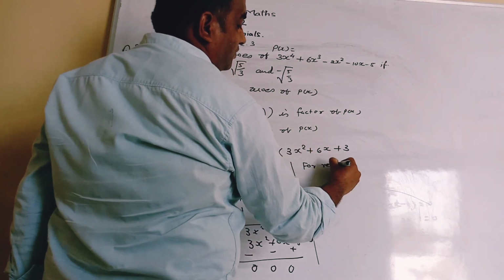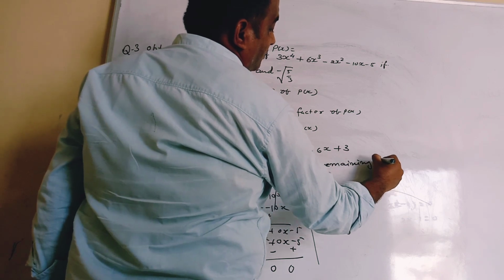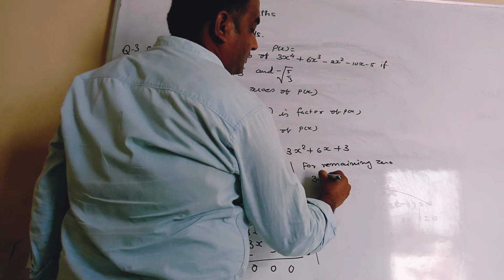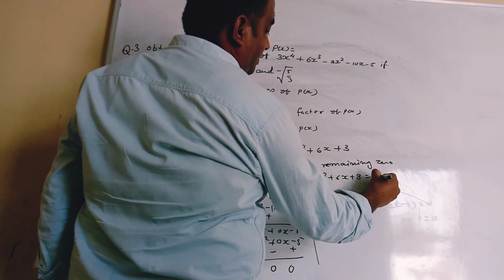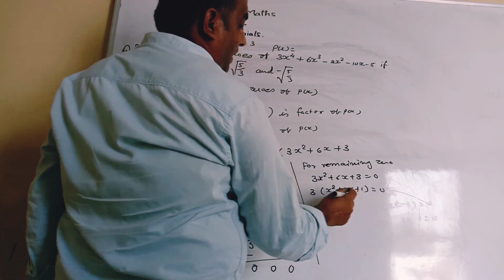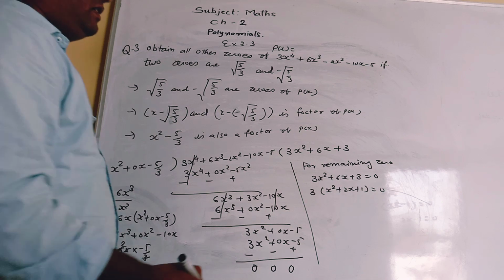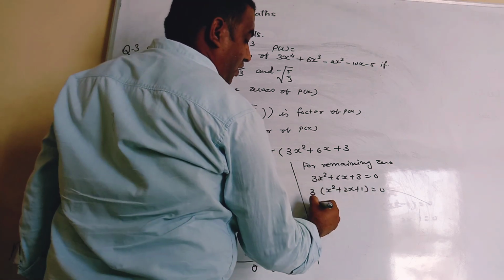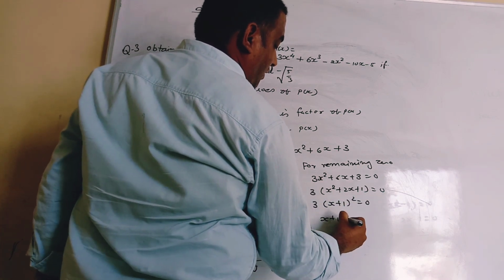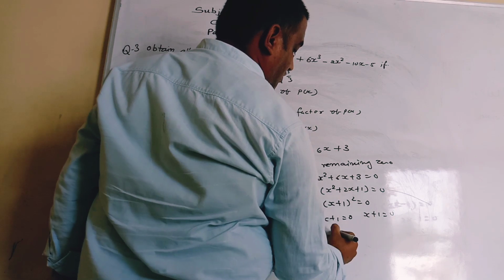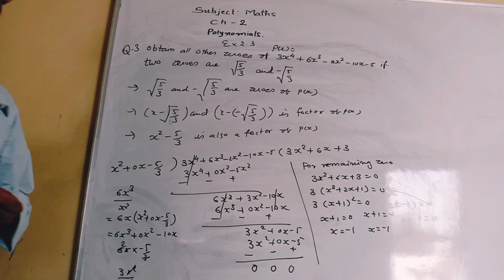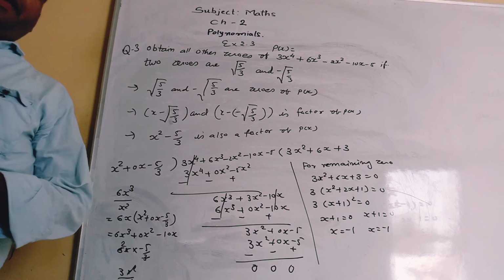Now for the remaining zeros, we have to set the quotient polynomial equal to 0. So for the remaining zeros, the other factor is 3x square plus 6x plus 3 equals 0. So 3 common, x square plus 2x plus 1. So it is a perfect square trinomial, a square plus 2ab plus b square format. So 3 into x plus 1 whole square equals 0. So x plus 1 equals 0, x plus 1 equals 0. So x equals minus 1. So minus 1 and minus 1 are the remaining zeros of the given px.